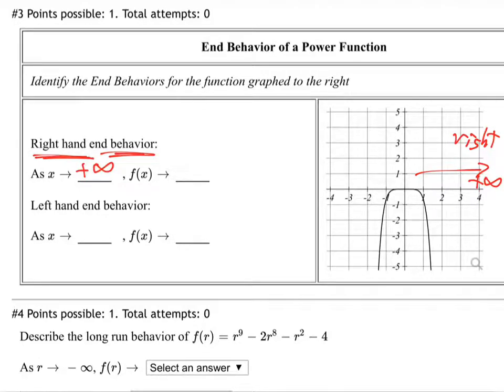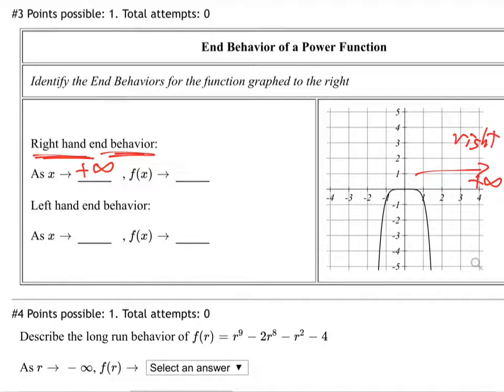Remember how to put infinity into this software thing? The letter O. Not the number. That's what I wasted time on. I was going 0, 0. It doesn't take that. Letter O, so it does infinity. Yeah. So positive infinity. And where does the f of it go?